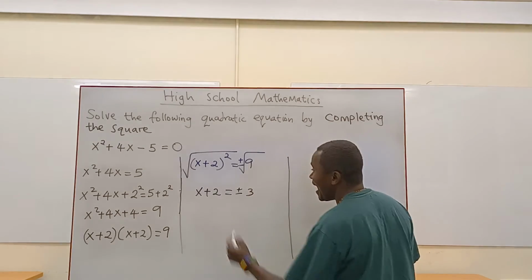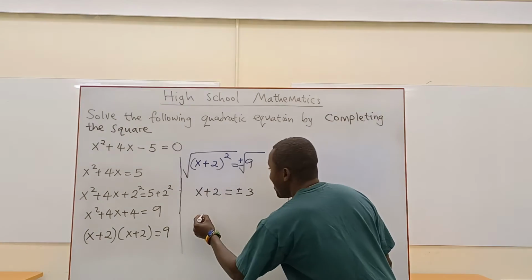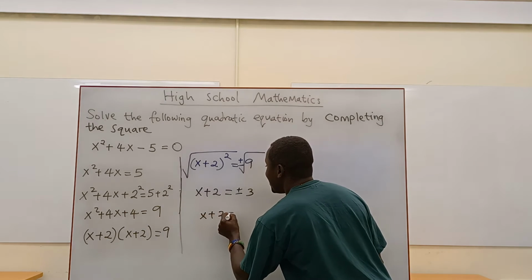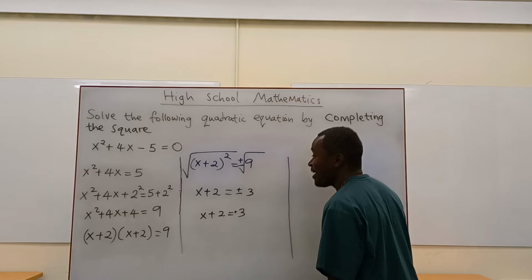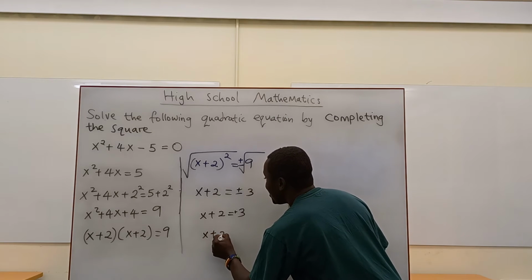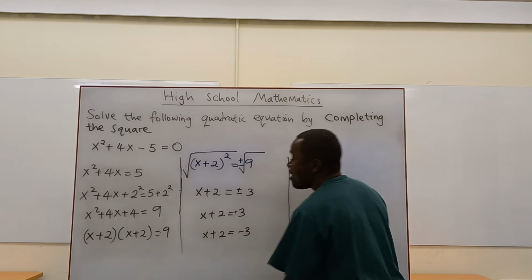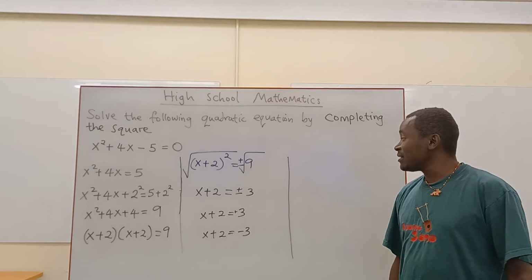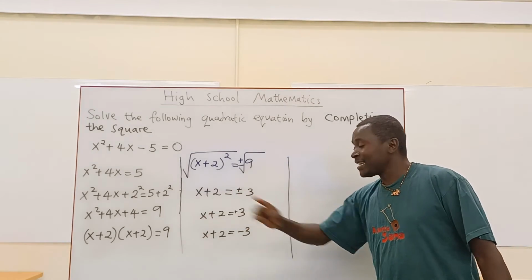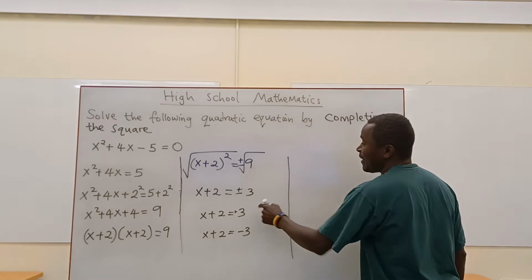So go ahead and have two little equations here. That x plus 2 is equal to 3, that is a positive 3. If you want, you can put it there. And x plus 2 is equal to negative 3. Okay? So go ahead and solve these two little equations because they will give you the values of x that you have here. So let's start with the first one.